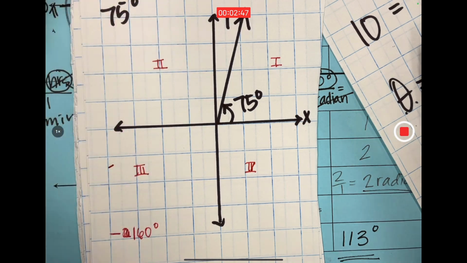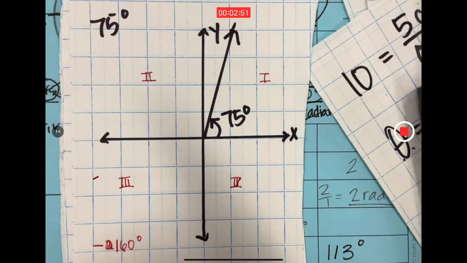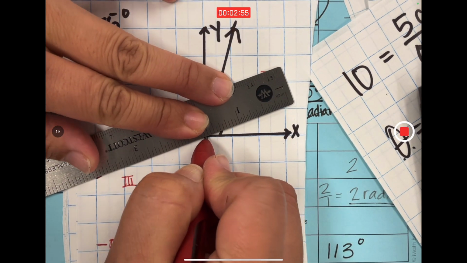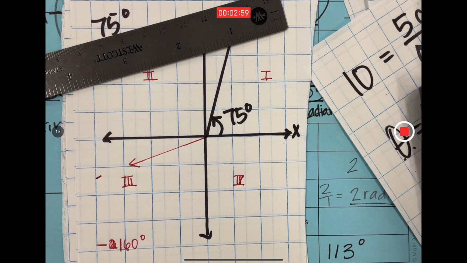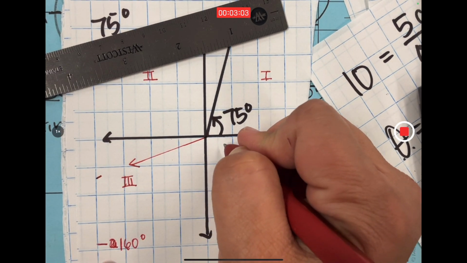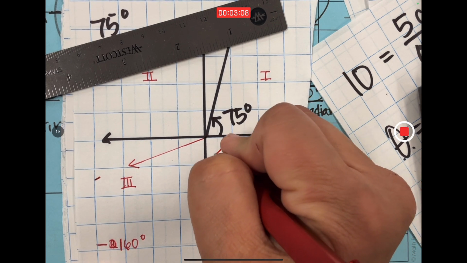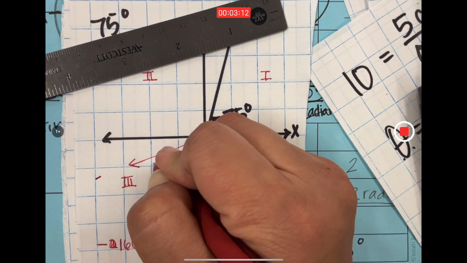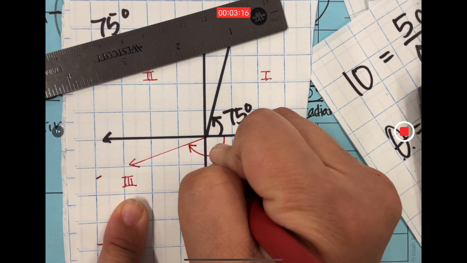Get your straight edge, or whatever you'd like to use. The edge of your protractor is fine too. Line it up with your origin and the tick mark. You do not have to go all the way. And which part of the angle do we highlight for our negative 160 degrees? Starting with the initial side, we're going to go to the terminal side where it's in quadrant 3, and this is negative 160.